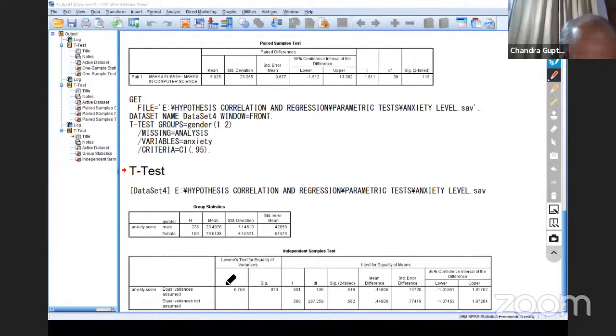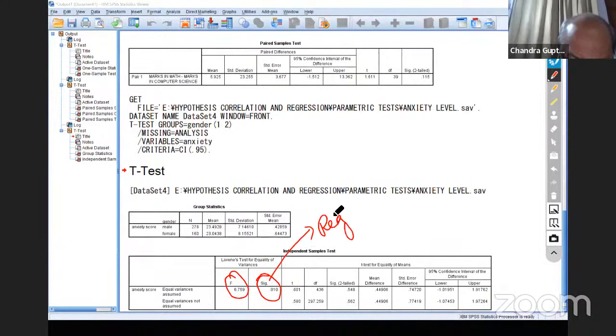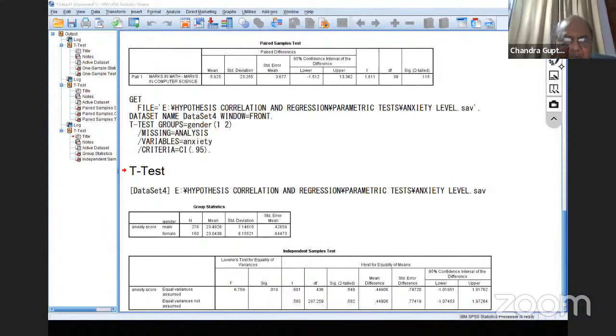So F-test is for testing of equality of variance. Rejected. That means we have to read the row corresponding to variances are not assumed to be equal. And then my t value is this. Madhu, the significance value is 0.562, more than 5%. That means there is no difference in the anxiety levels of male and female. That's what we can say. So my data is not providing me evidence to conclude that the anxiety level of male and female are different.